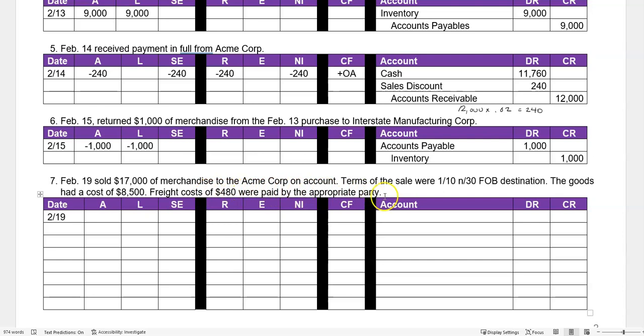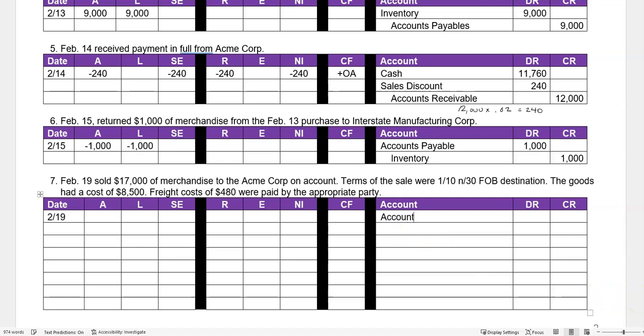So are we the appropriate party? I said think about it. FOB destination is the seller. Seller has to pay the freight. We are the seller, so therefore we will have to pay the freight. So keep that in mind before we move on. We've got to do 3 entries now. We need to record the sale, we need to record the reduction in inventory, and we need to record the freight cost. Okay? So let's start with the sale.